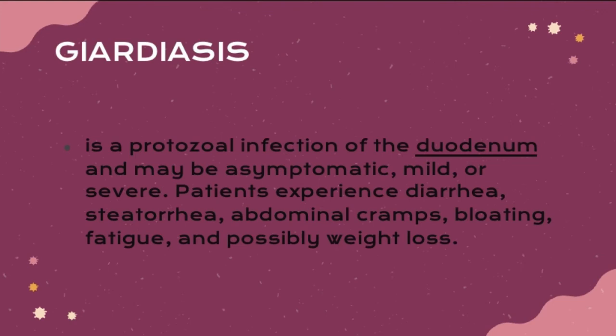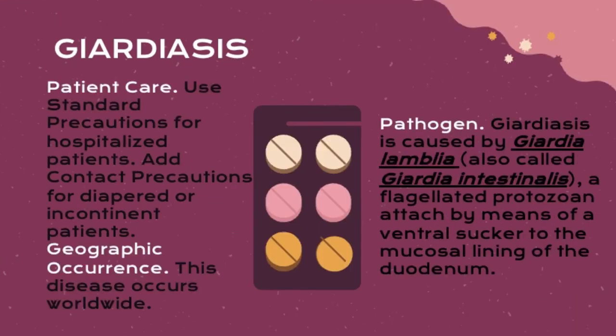It is the protozoal infection of the duodenum. It is found in the uppermost portion of our small intestine and may be asymptomatic, mild, or severe. Patients experience diarrhea, steatorrhea, which is loose, pale, or fatty stools, abdominal cramps, bloating, fatigue, and possibly weight loss. Patient care for giardiasis also uses standard precautions for hospitalized patients, and contact precautions for diapered or incontinent patients. Geographic occurrence: this disease occurs worldwide.